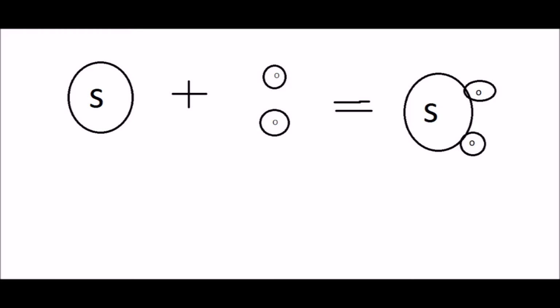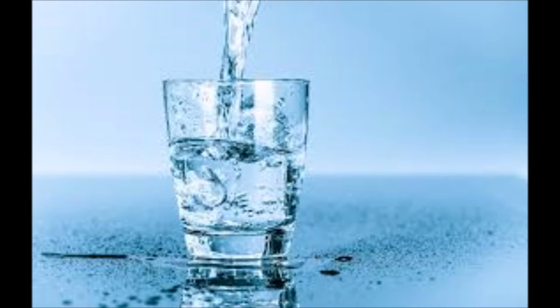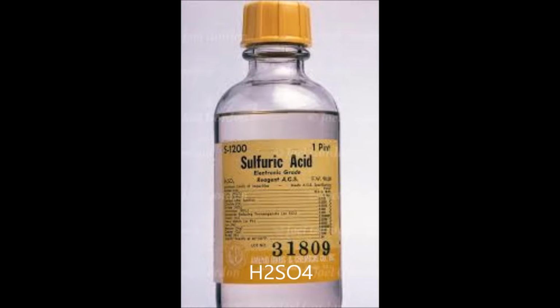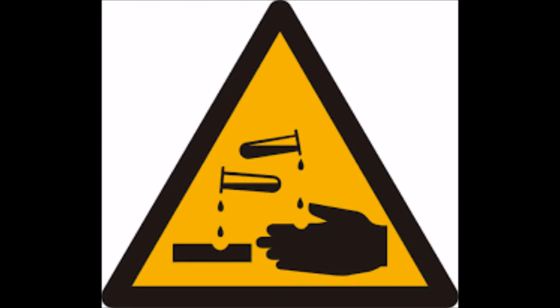Sulfur dioxide is then released into the air and reacts with oxygen and water to form sulfuric acid, H2SO4. The sulfuric acid produced has a pH level of 3 and is a strong acid. pH is a scale used to measure how acidic or how basic a solution is. It runs from the numbers 1 to 14. 1 through 7 are the acidic levels, and 7 to 14 are the basic levels. The lower the pH of a substance, the more acidic it is.